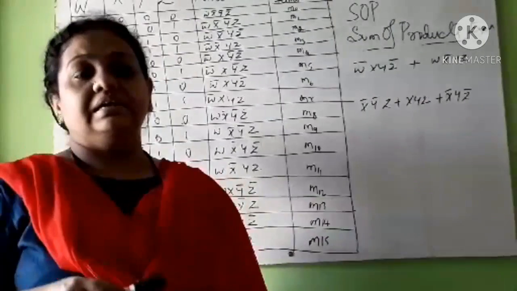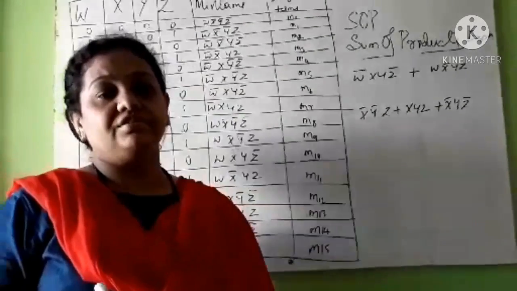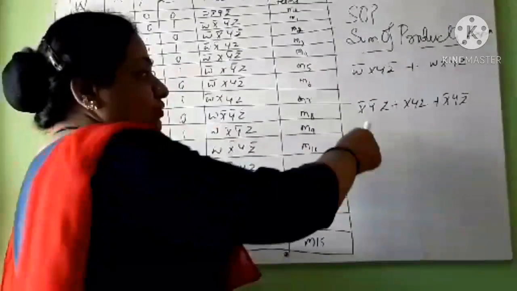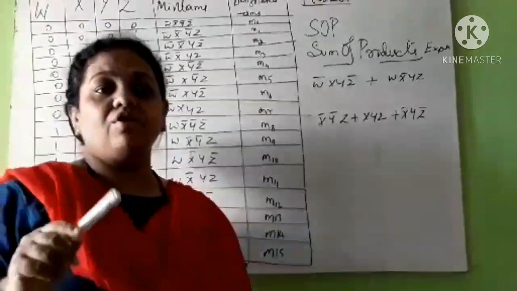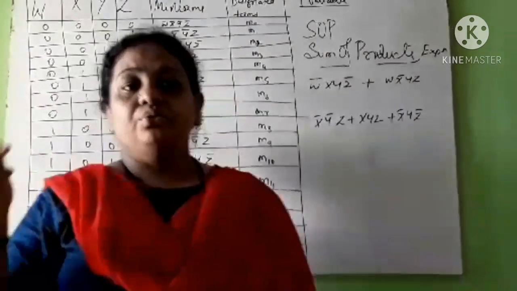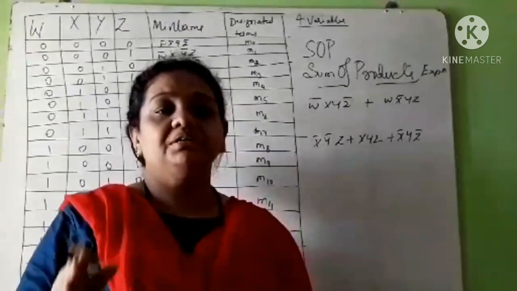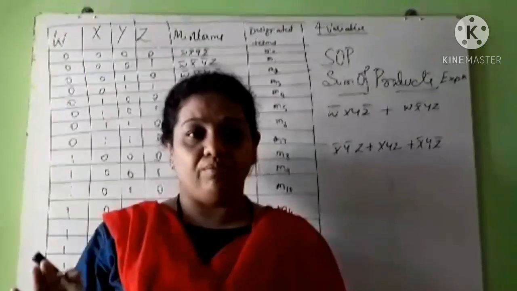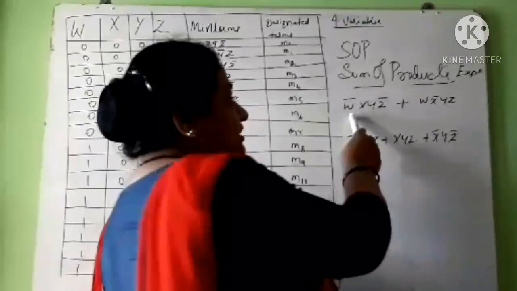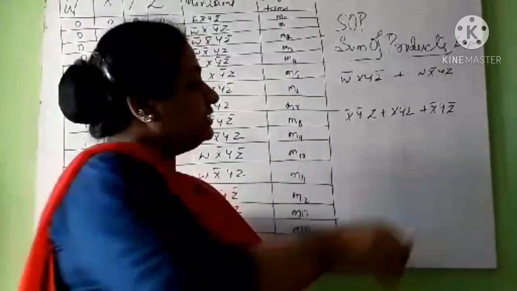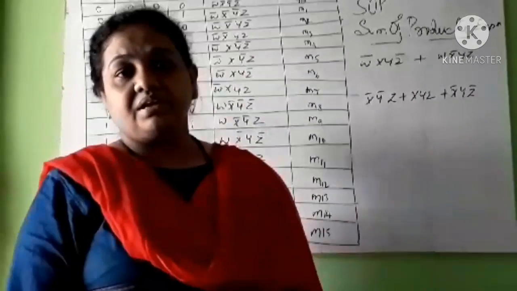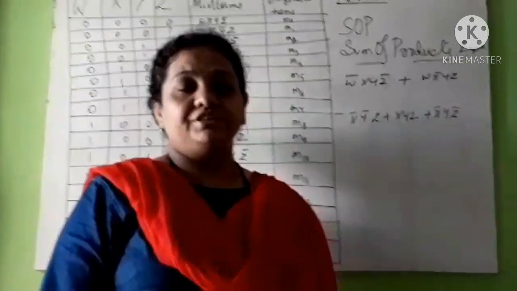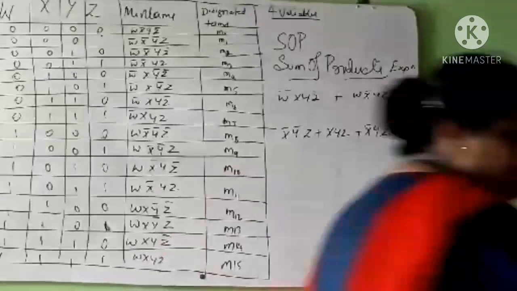Now let us start with the canonical form of SOP. What do we mean by canonical form? SOP is sum of products. When we combine more than one minterm expression, a SOP expression is formed. For example, you can see here, this is a SOP expression and there is one more SOP expression here. Now let us discuss the canonical form of SOP. What is canonical form?